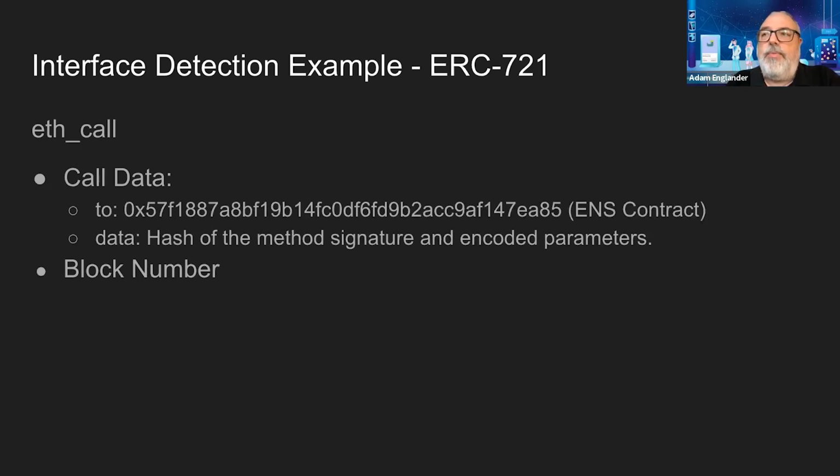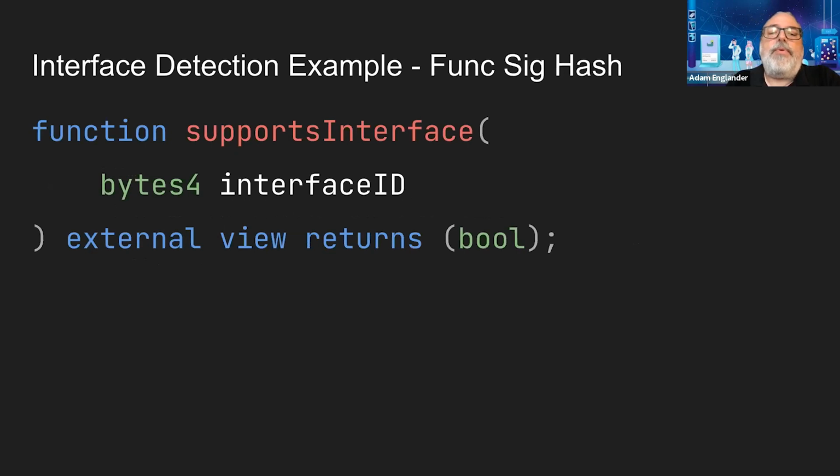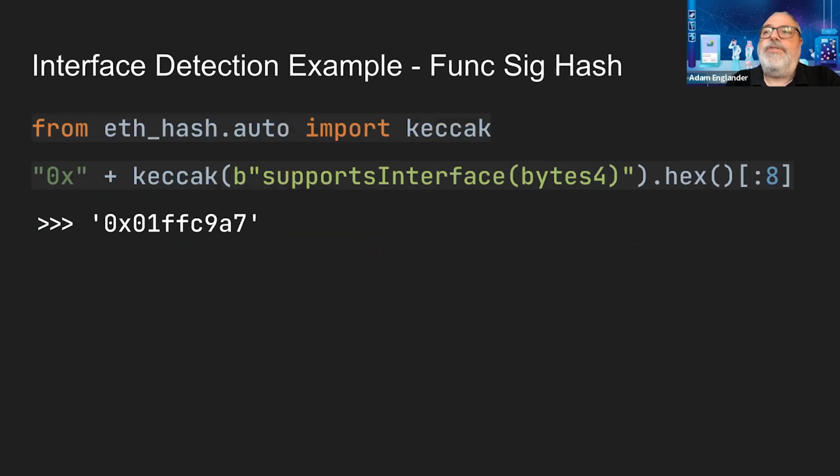And then we need to encode the parameters. The process for generating a function signature hash is very similar to generating an event signature hash. You start with the function definition. You remove everything that's not a function name and parameters, take the remaining parts, and generate a Keccak hash. And this time you only need the first 4 bytes, because that's the way the definition goes.